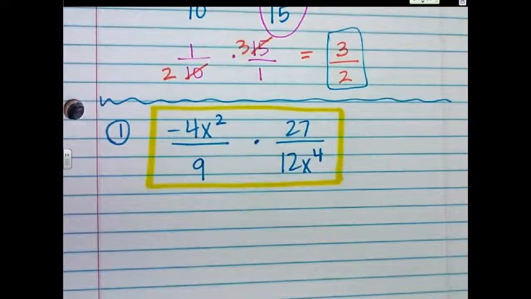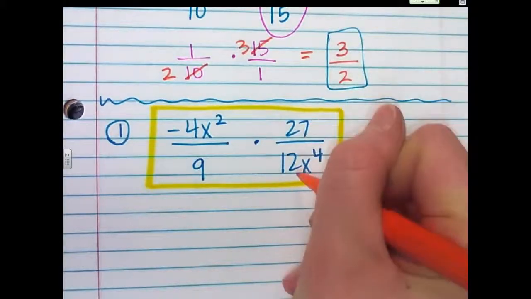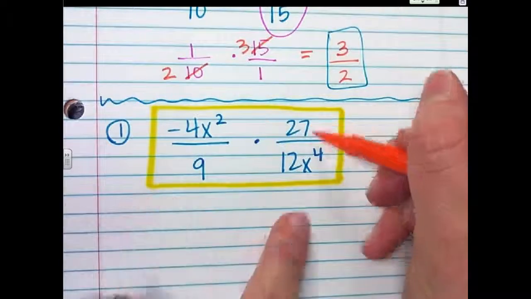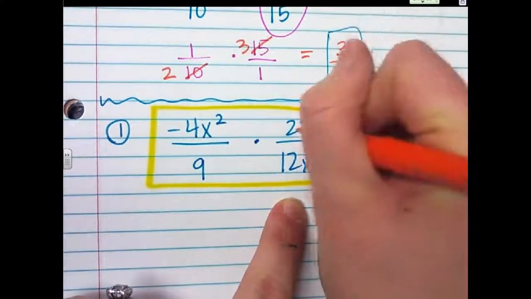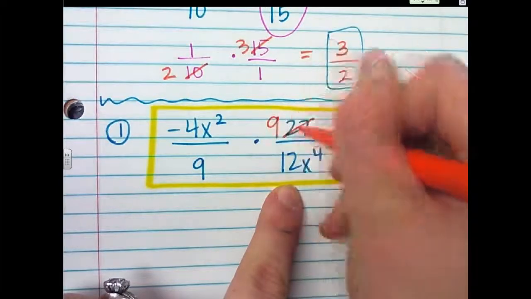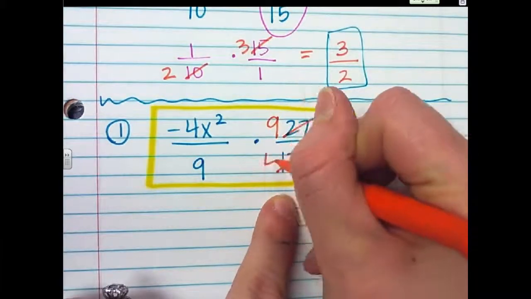What can we simplify? The 27 and 9 or the 12? Either one, it doesn't matter. You can do this and this or this and this. You want to do these? Yeah. Okay. So what goes into that? 3. 3, which gives me 9, and 3 goes into this, which gives me 4.